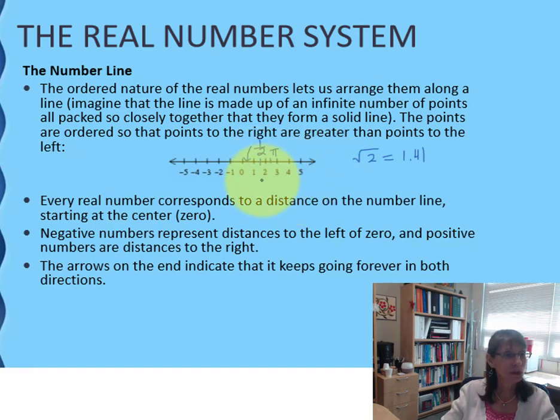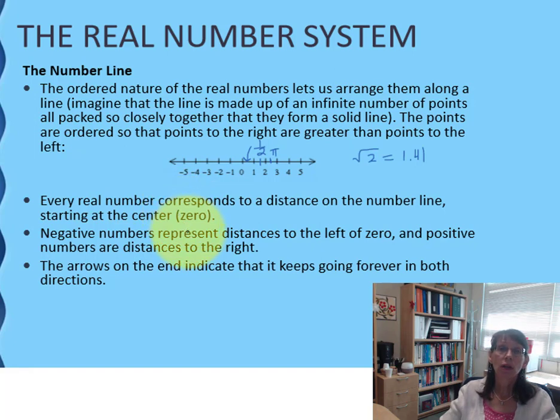So that would be where the square root of 2 is located. And that is just an estimated placement. That is not an exact placement for square root of 2. So every real number corresponds to some distance on the number line from 0.